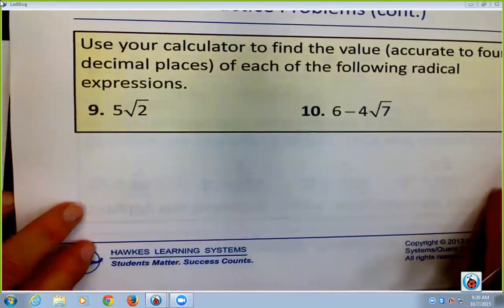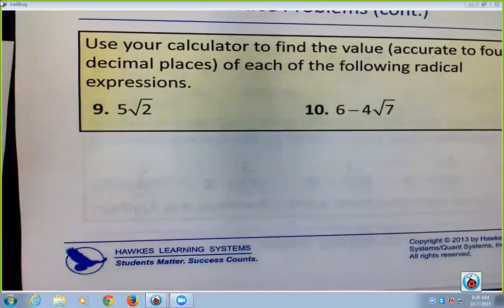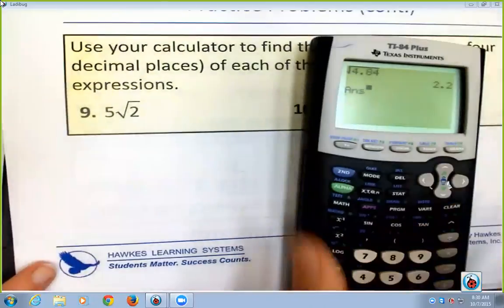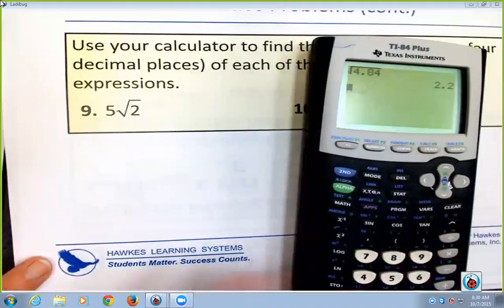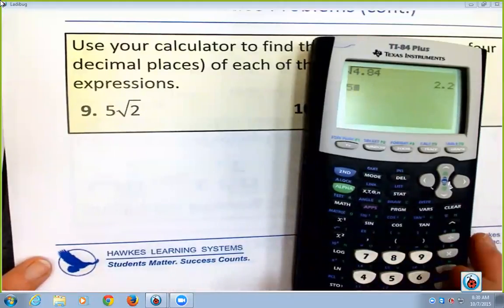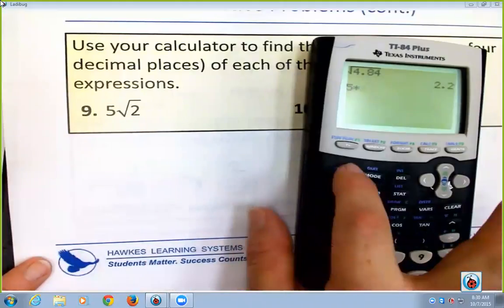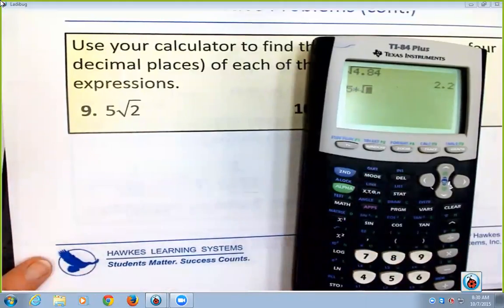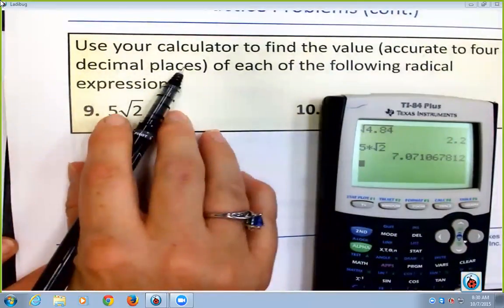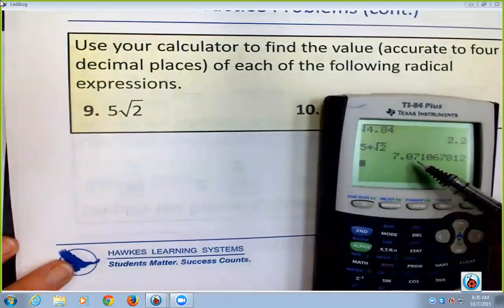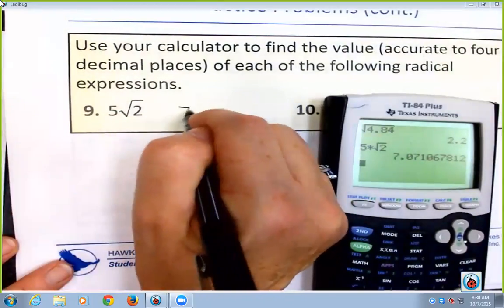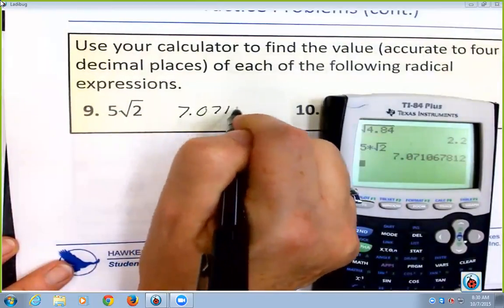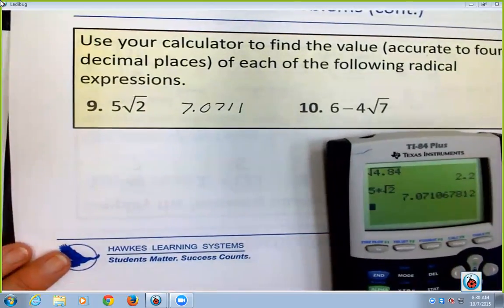And then these two are ones that you can put on your calculator. So let's see what we get for an answer to those. So this one, let me hit clear on that one. And so you're going to go 5 times second square root 2, enter, and we get that, and it says round to accuracy of 4 decimal places. So 1, 2, 3, 4. So the 6 is going to make the 0 become a 1. So my answer is 7.0711 for that one.